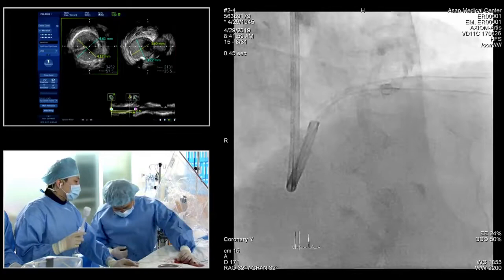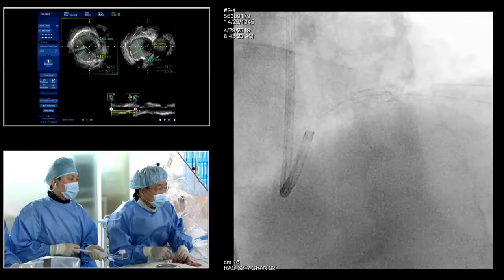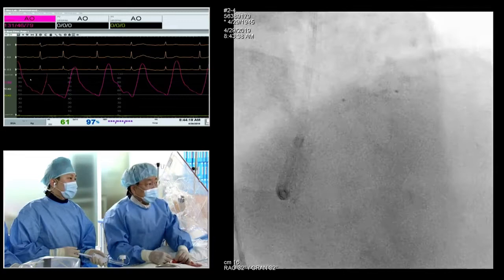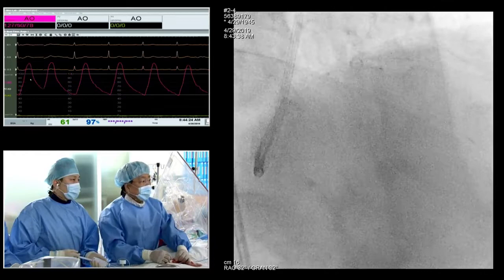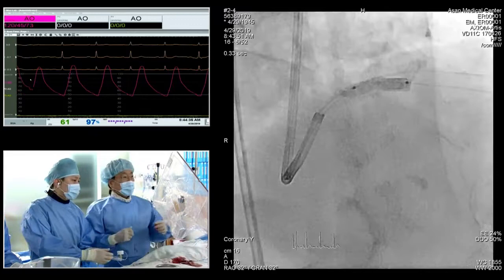All right, so I want to use the 4.0 non-compliant balloon here. And maybe the proximal part of the LAD is a normal looking area, yes. So I don't need too much high pressure for that. Doctor, but you don't want to inflate, to remove the diagonal wire before high pressure? All right, right. Okay. So we're going to see what happens.